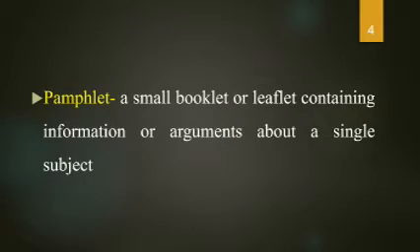Let's see what a pamphlet is. A pamphlet is a small booklet or leaflet containing information or arguments about a single subject. You have seen people distributing pamphlets at the gates of some of the institutions because they have something to convey to you. And this pamphlet is either a leaflet, meaning a small page, a small notice. Nowadays, you use the term notice, and that notice is what we call a pamphlet. And sometimes it can also be in the form of a booklet, a very thin book, and this is something that contains information or arguments about a single subject.